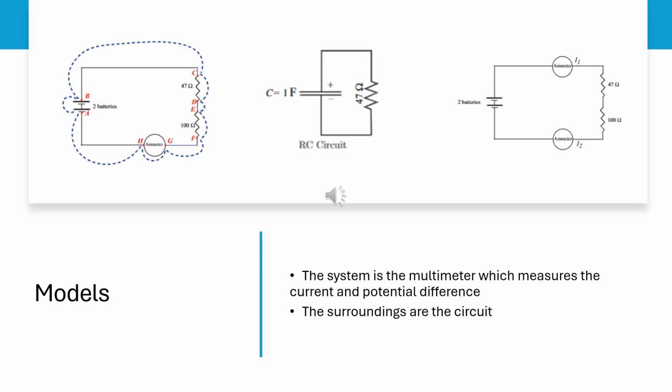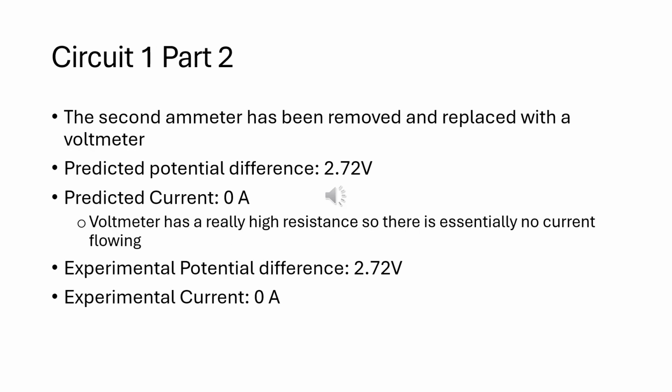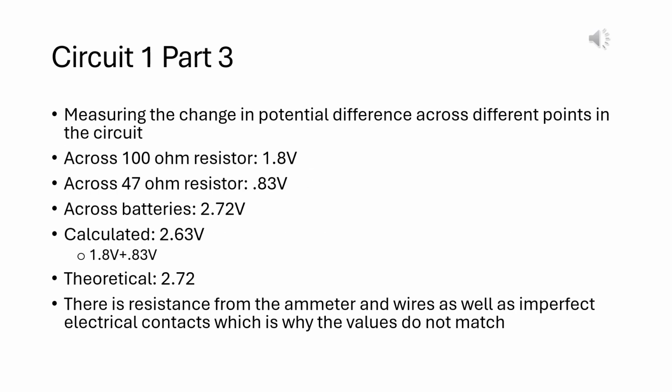The system is the multimeter and the surroundings of the circuit. Here are my findings from the first circuit. These are some more findings once the second ammeter has been removed and replaced by a voltmeter. In this part, we measured the change in potential difference across multiple different points of the circuit.